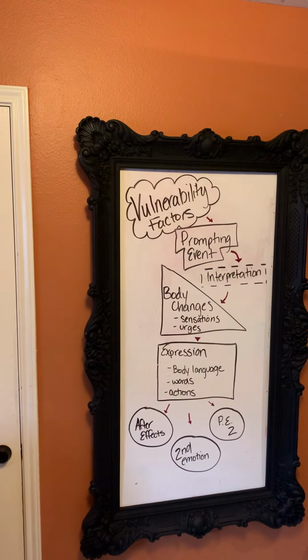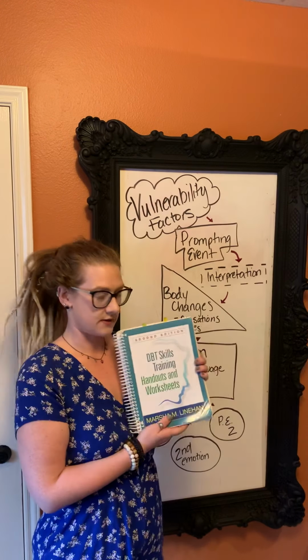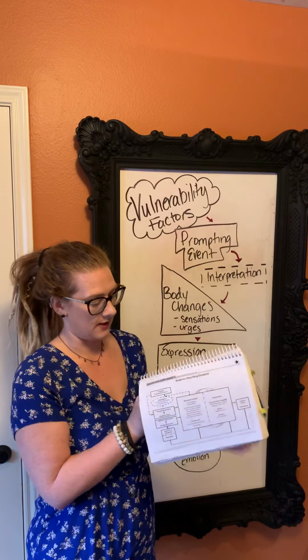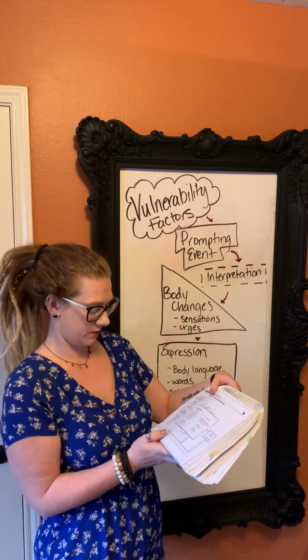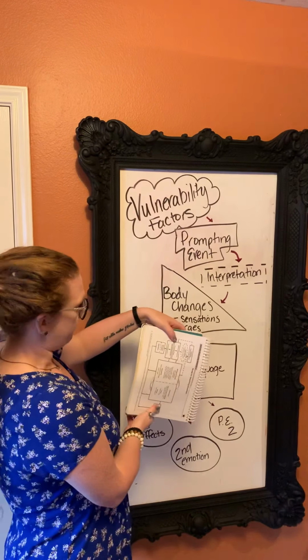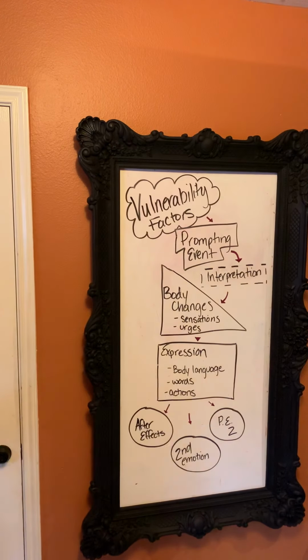This is all modified from Marsha Linehan's DBT skills training handouts and worksheets. I'm using page 213, Emotion Regulation Handout 5, Model for Describing Emotions. And as you can see, I've taken this and changed it up a little bit just so it'll fit in my vertically oriented whiteboard. But it is all the information on this page.